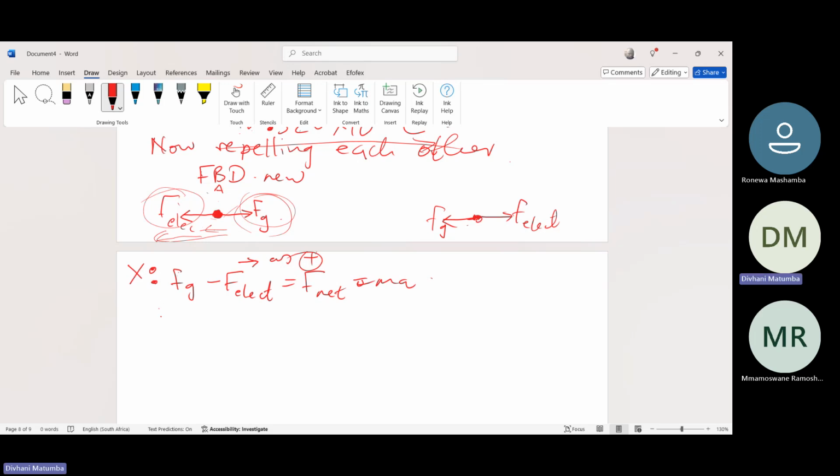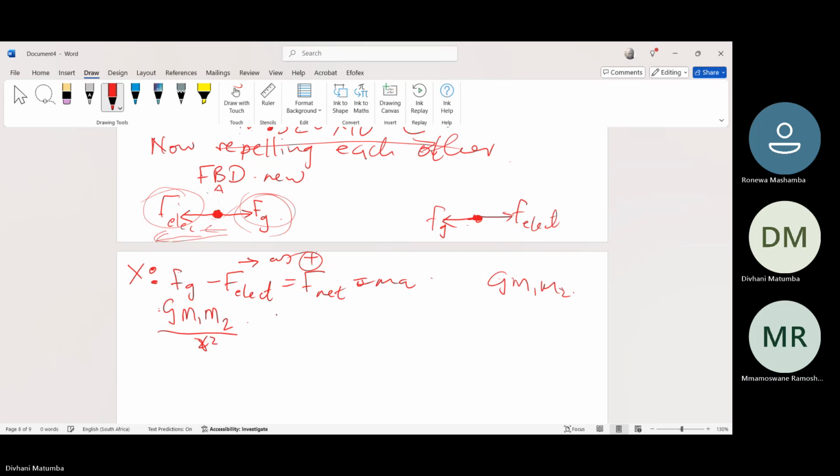Ma'am, what is the formula for Fg? Is it not mass times gravitational acceleration? You can say so, but at the end of the day, it will come to this. It's better to just go straight to it. So when you're dealing with inverse square problems, it's better to go straight to this one.